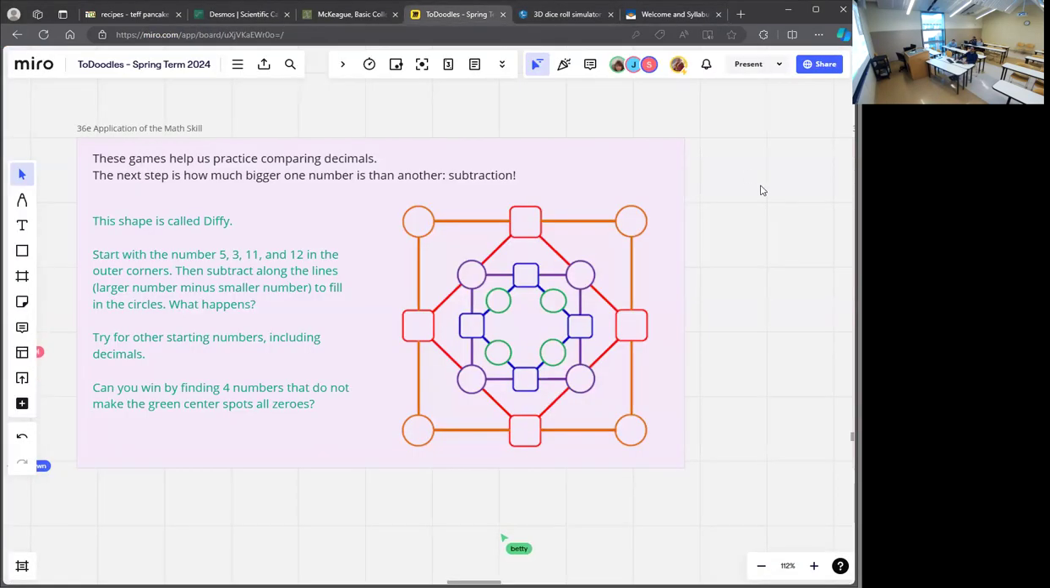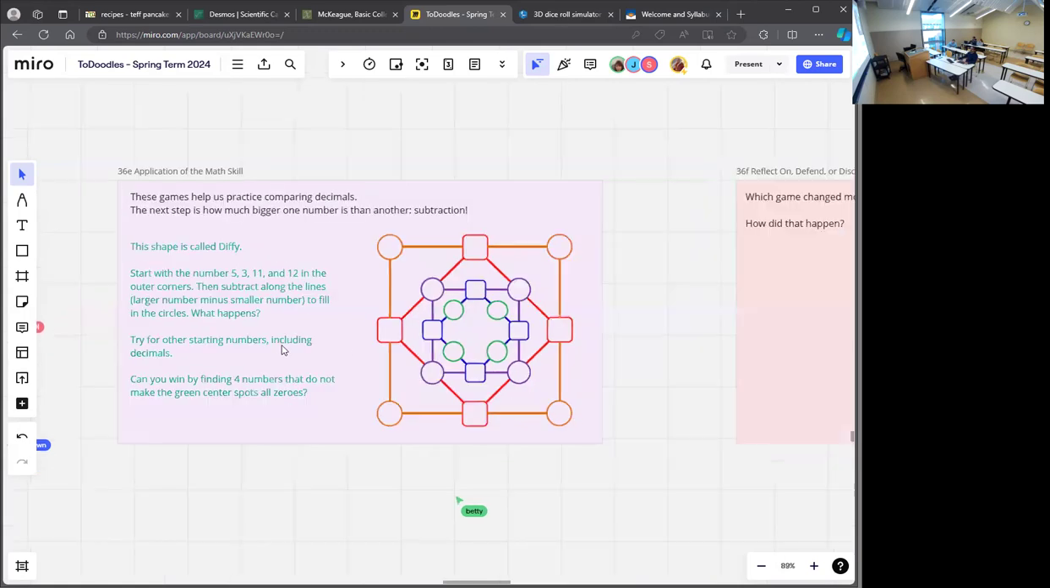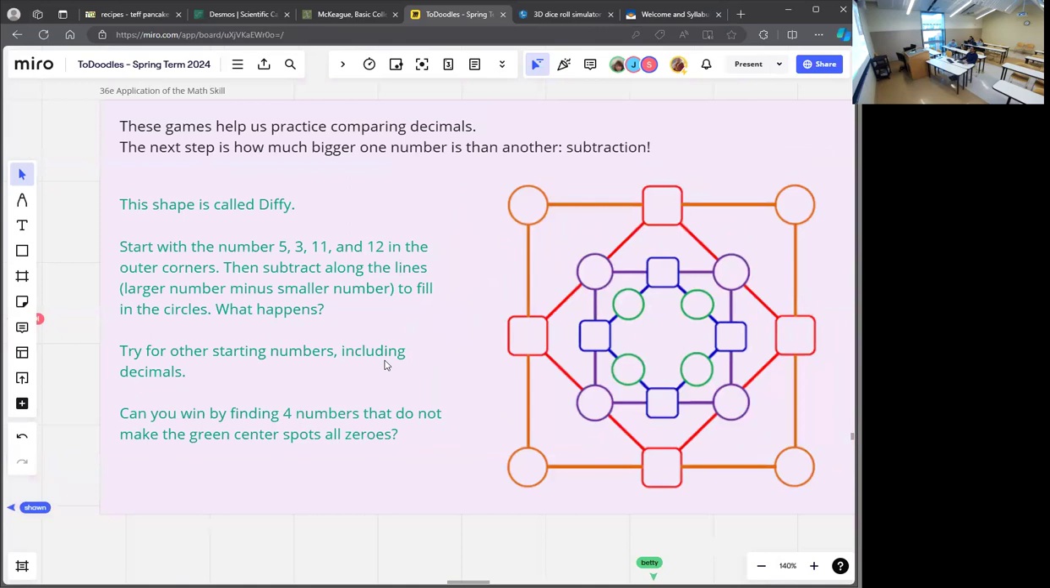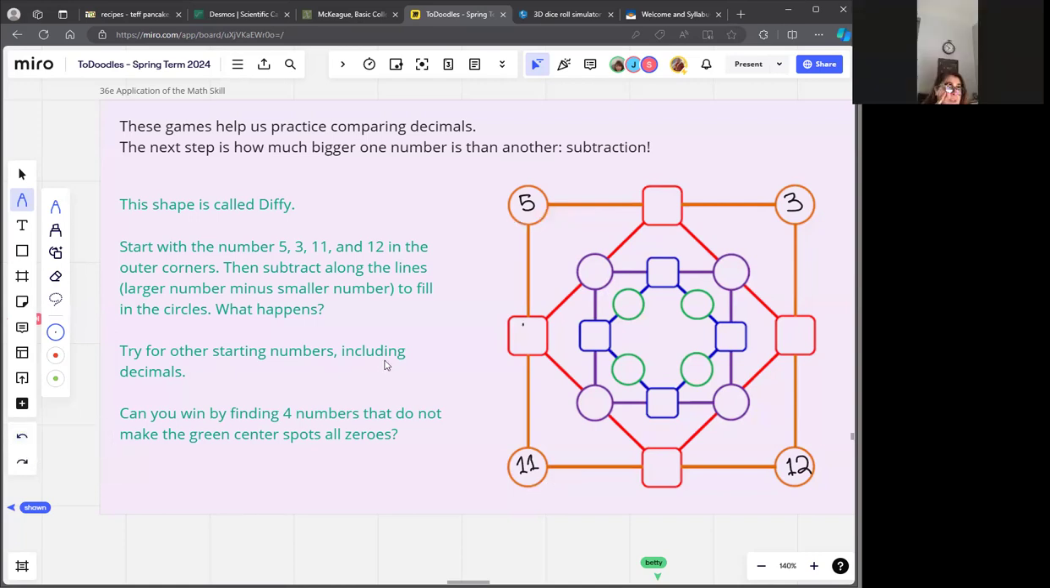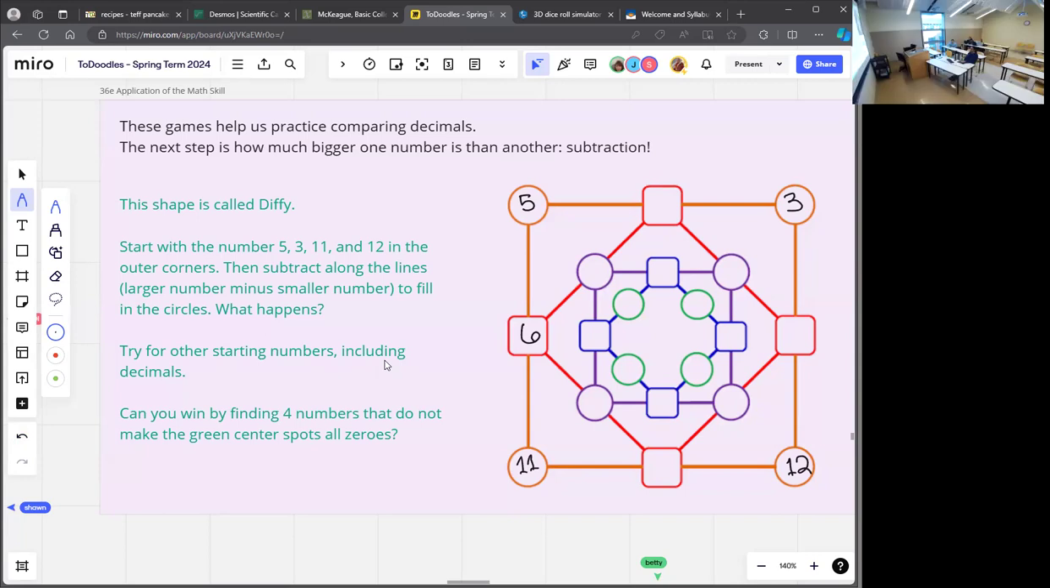I'm going to start in the corners with 4 numbers, and the instructions say that the first time I do this, just to be amazed, I use 5, 3, 11, and 12. It's called a Diffie the subtractor, Diffie for difference, because I'm going to find the difference between these things. So I'm going along the lines. What's the difference between 5 and 11? The 11's bigger. 6. It's 6 bigger. 5 and 3, 5 is 2 bigger.